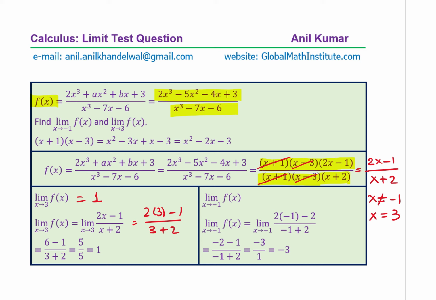To find the limit when x approaches minus 1, we are going to substitute minus 1 in our simplified expression. When you substitute that, we get minus 2 minus 1 in the numerator divided by minus 1 plus 2 in the denominator, which is minus 3. So the limit of this function when x approaches minus 1 is indeed minus 3. So in this way, we have solved this particular question.